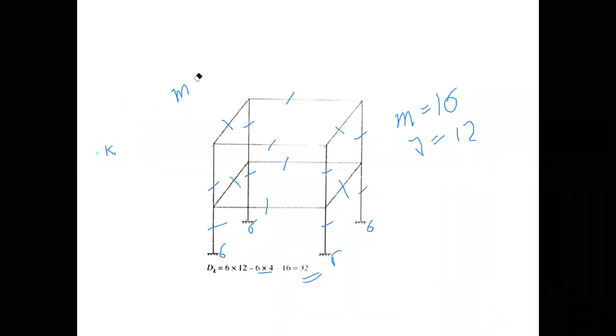This is how we can calculate the degree of kinematic indeterminacy in case of a space frame as well. But just one thing you need to remember in this case, that the number of internal reactions in case of a space frame at a rigid joint is 6 instead of 3 in the case of a plane frame.